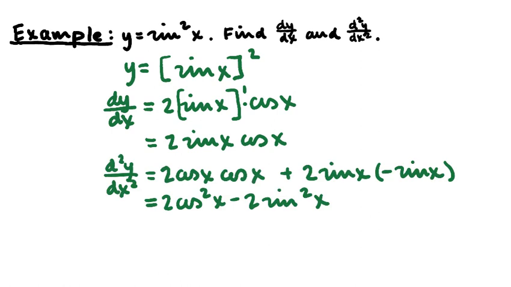So I used the product rule, right? I took the derivative of 2 sine x, that's 2 cosine x. I left cosine x the same. Then I added in, leaving 2 sine x the same, the derivative of cosine x, which is negative sine. Now that gives me 2 cosine squared x minus 2 sine squared x.